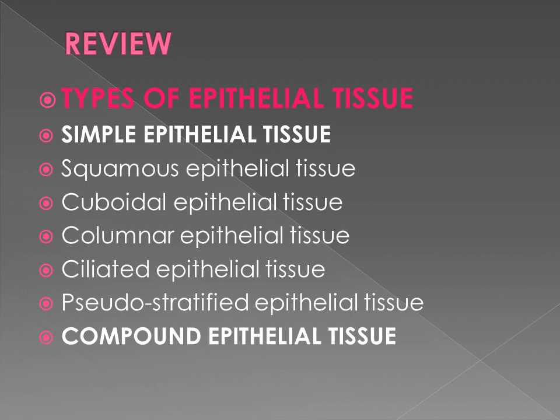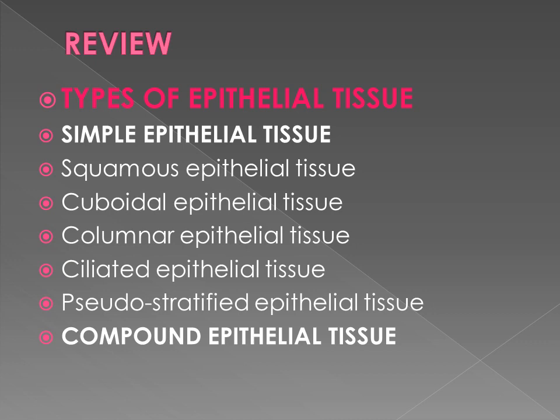So epithelial tissue is again classified into two types, that is simple epithelial tissue and the second one is compound epithelial tissue. So what is the difference between these two? Simple epithelial tissue consists of only a single layer of cells, whereas in compound epithelial tissue there are many layers of cells, right? So this difference we have seen in the previous class.